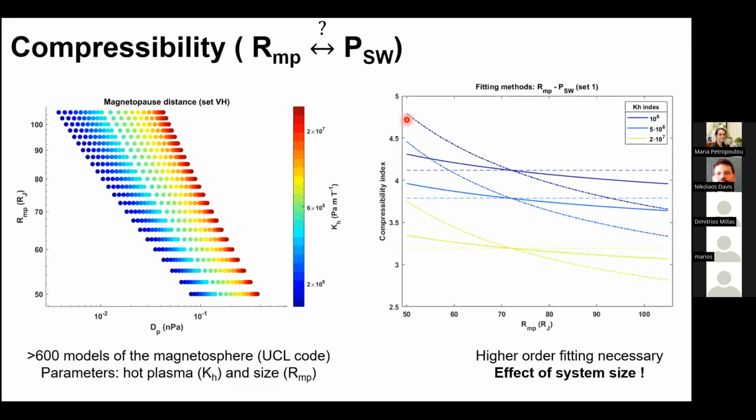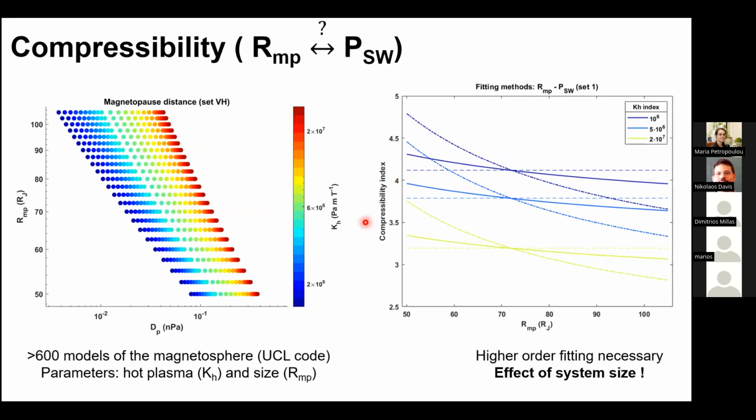And if you do some higher order fitting, not just a linear fit, you will see that the compressibility index changes dramatically with size. The dashed horizontal lines are the compressibility values that we obtain just from the linear fit. And as you see already, they're lower than 6, which means that the magnetosphere of Jupiter is more easily compressed than a magnetic dipole in vacuum. And also you see that depending on the hot plasma content, you have a very different behavior.